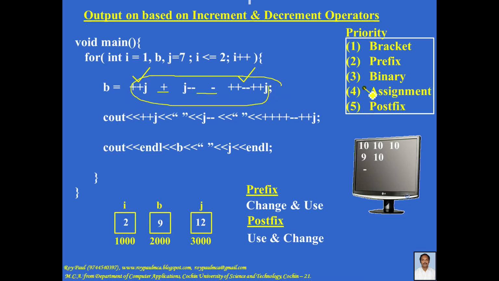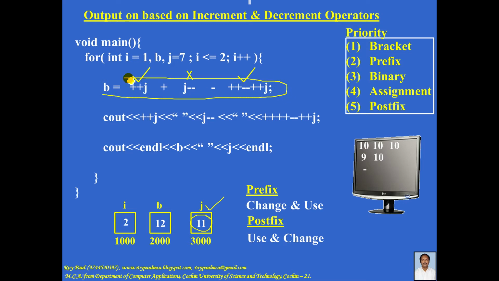Now after binary, assignment, meaning right hand side should be assigned to left hand side. So right hand side, the answer is 12, that comes in variable B. So this 9 is replaced with the 12. After assignment, do the postfix operator. So this is the postfix operator. I need to calculate this. So J minus minus, 12 minus minus, now your J becomes 11. So this is completely evaluated. Control goes to next line.